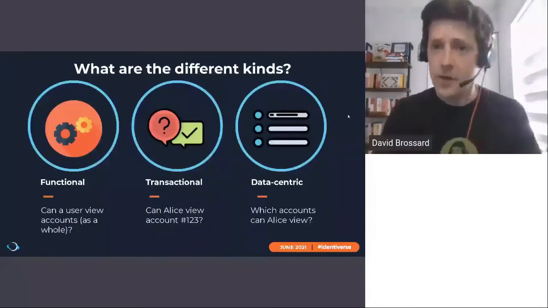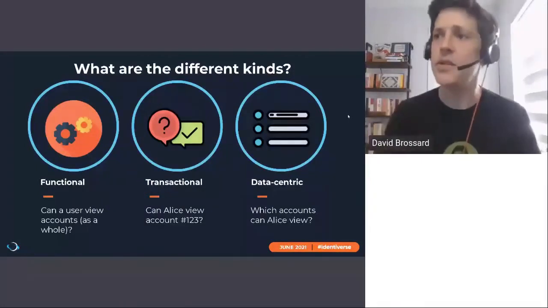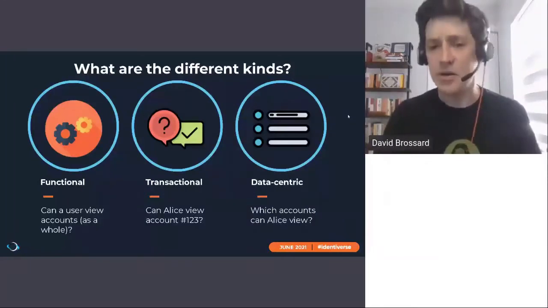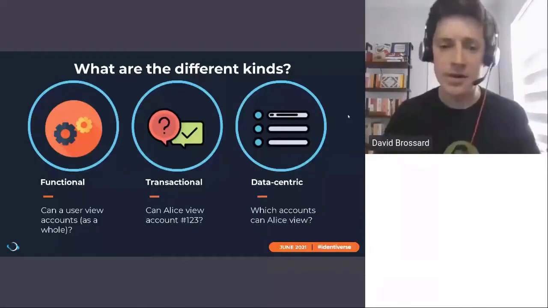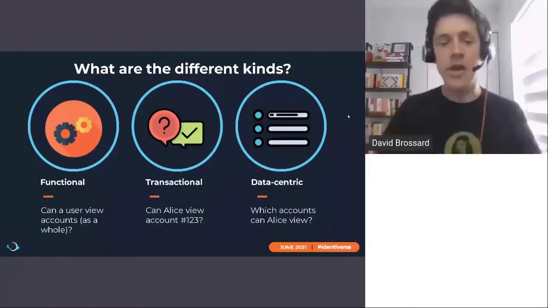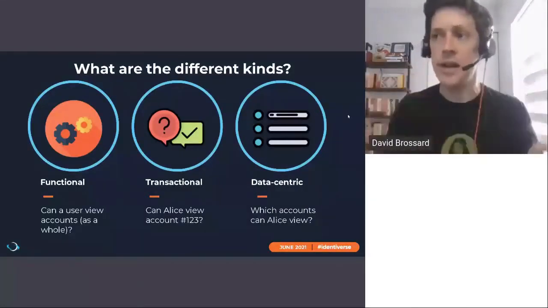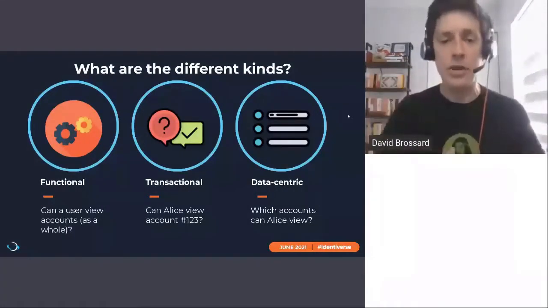What are the different kinds of authorization? This is actually interesting because when we think authorization, we tend to think about the one in the middle, transactional authorization, especially when you're thinking about APIs, but also when you're thinking about web apps and business processes. You have a transaction. Alice or King Arthur, they want to get access to a specific item. Alice wants to view account 123. That's a transaction, typically what you would do through a REST endpoint, for instance.